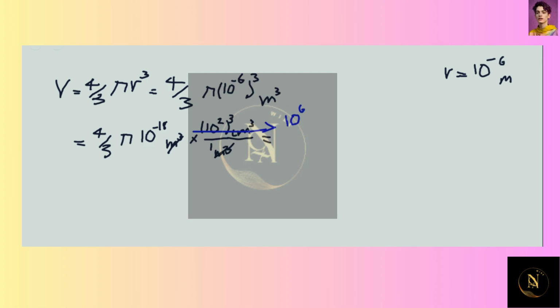So my final answer is going to be 4 thirds pi times 10 to the minus 18 times 10 to the 6, which is 10 to the minus 12 centimeters cubed. Now, if we plug in the number for pi here, we approximately get 4.1 times 10 to the minus 12 centimeters cubed for the volume of our spherical bacteria.